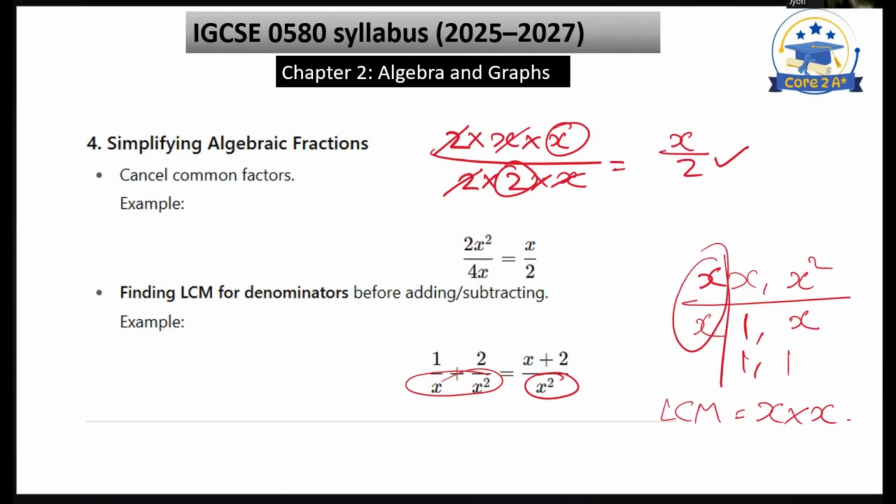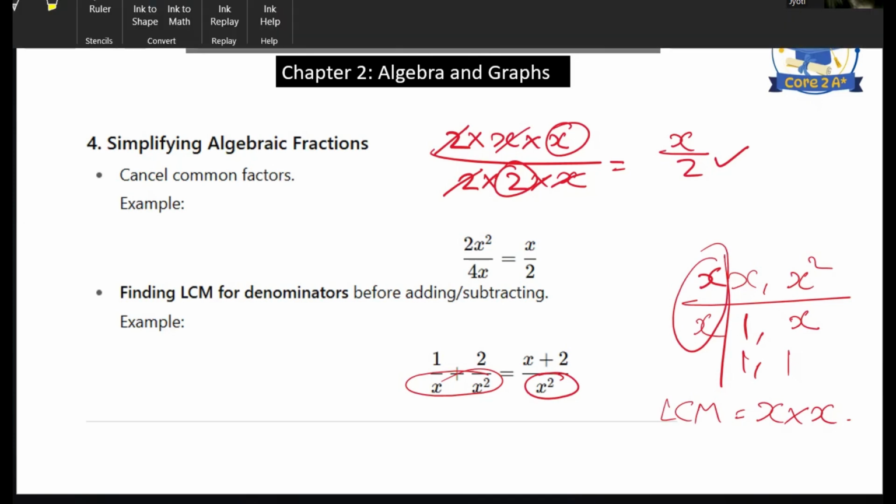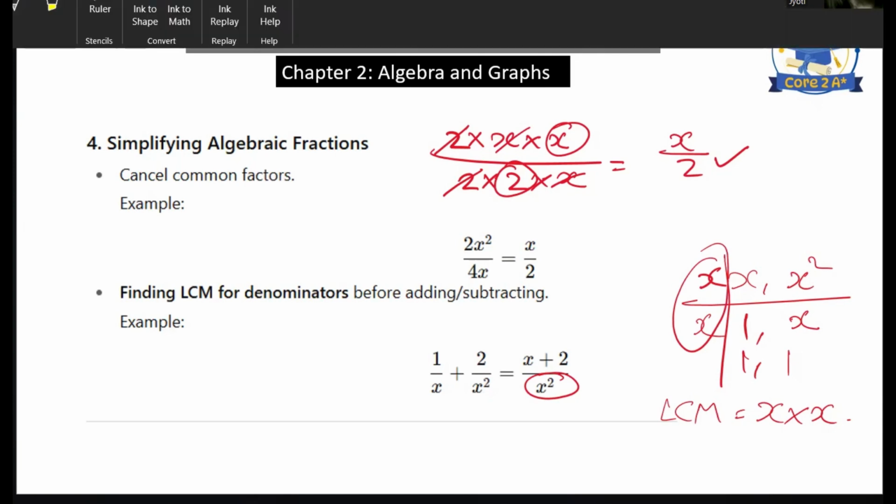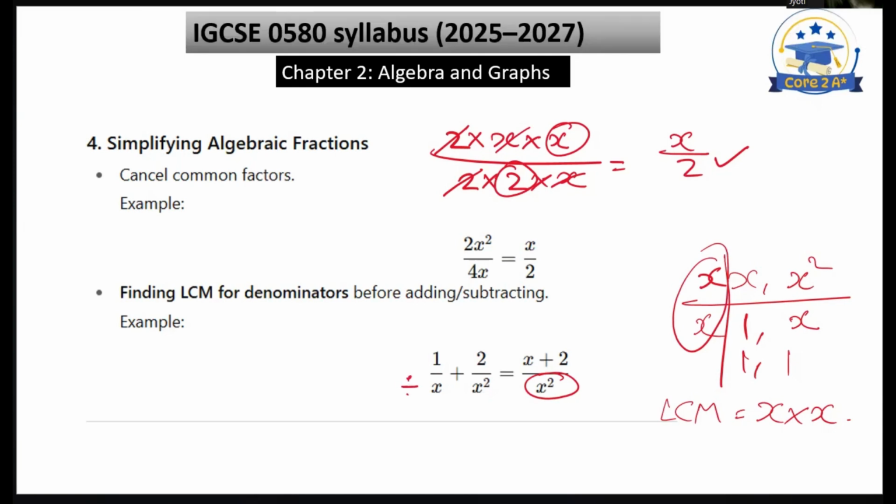let me explain. First, what you have to do? First, you have to divide and then multiply with the numerator. Divide x square by x. So what are you getting? x, and multiply with 1. So what are you getting? x times 1 is x, plus x square with the x square.